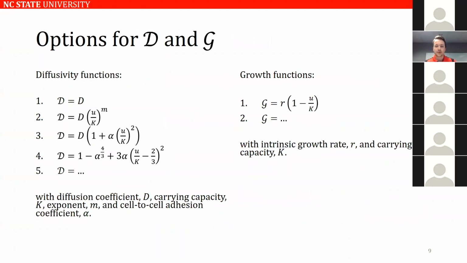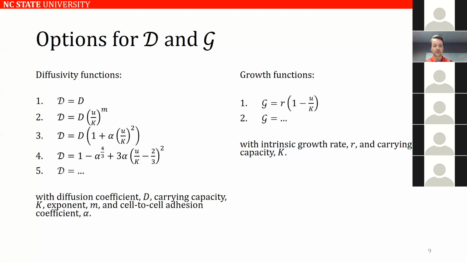However, throughout the literature, there are a lot of different opinions on how to pick the diffusivity and growth functions mechanistically. Starting with diffusivity functions, for example, you can have the diffusivity function be simply constant, or you can have it be increasing with cell density u. It can be linear if the exponent m is set to 1, or nonlinear for other values of m, and K here is the carrying capacity. And they can get more complex than that.